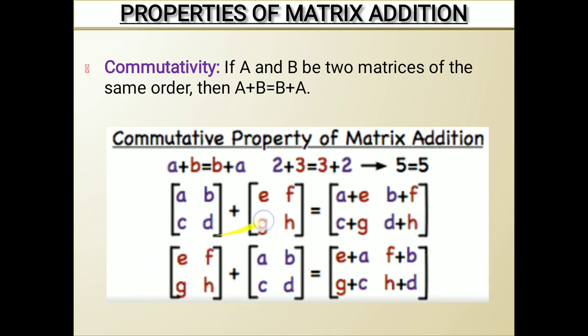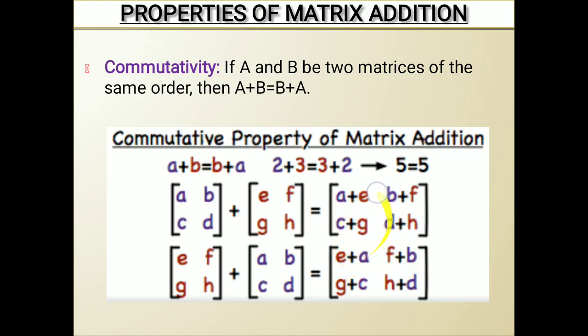For example, let us talk about this. A matrix is this and B matrix is this. Individual components can be numbers or alphabets, it doesn't matter, it's just an example. A plus E gives you A plus E, B plus F gives you B plus F, C plus G gives you C plus G, and D plus H gives you D plus H. Likewise, if I want B plus A, it is the same thing. Here E plus A or A plus E are both the same. You keep E in the first position or A in the first position, it doesn't matter, both mean the same.